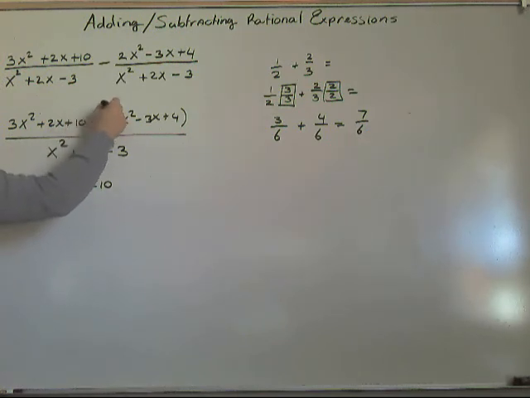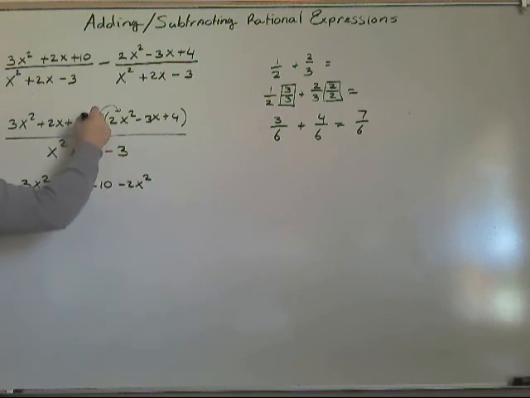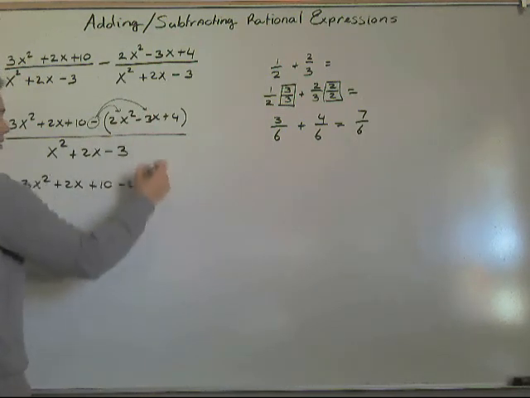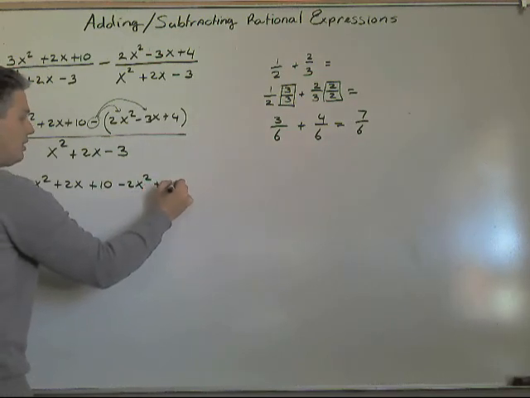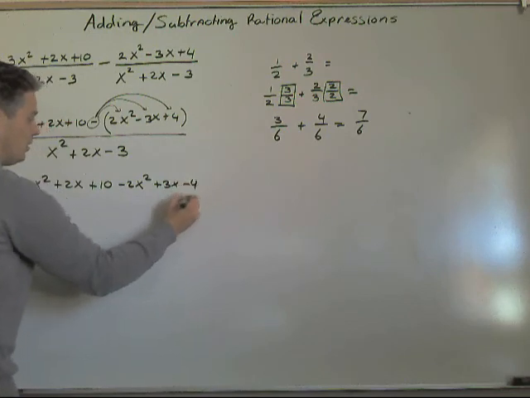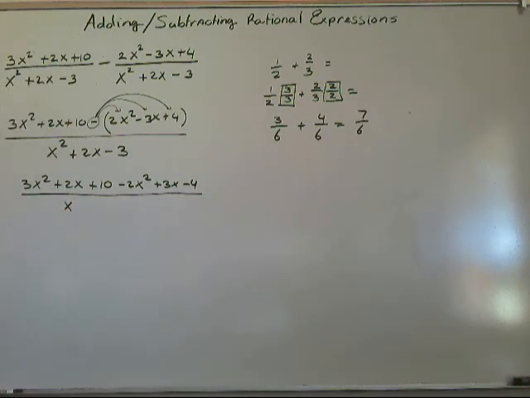So I get negative times 2x makes negative 2x squared there. The negative times negative 3x makes plus 3x. And the negative times the positive 4 makes negative 4. And it's all over the same denominator, x squared plus 2x minus 3.